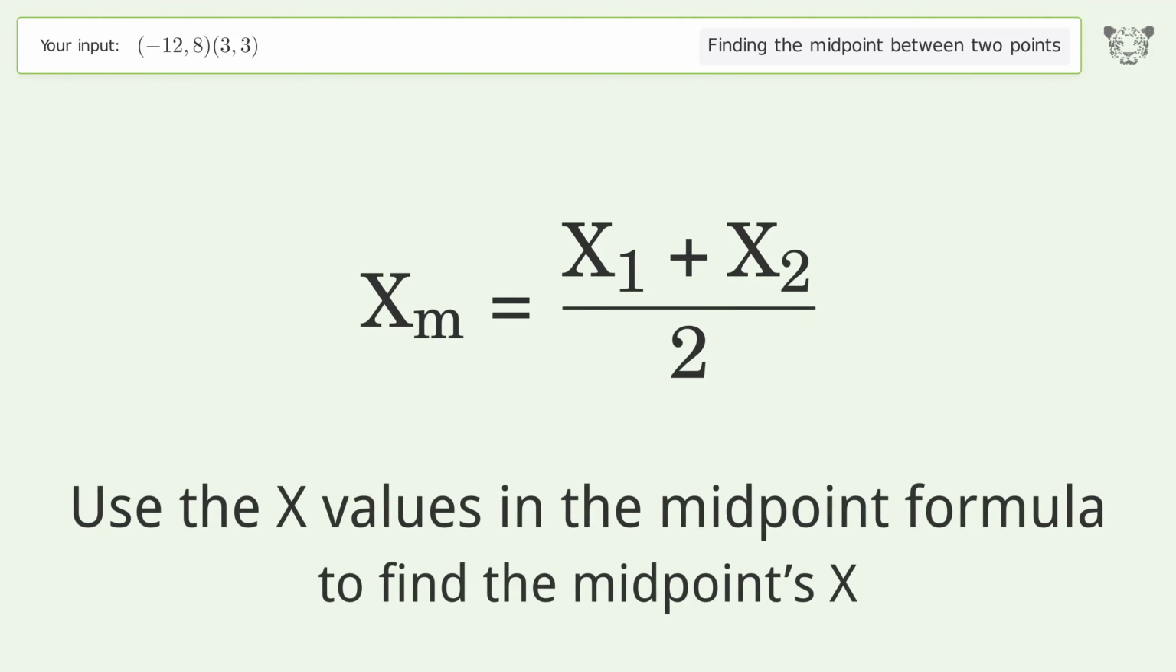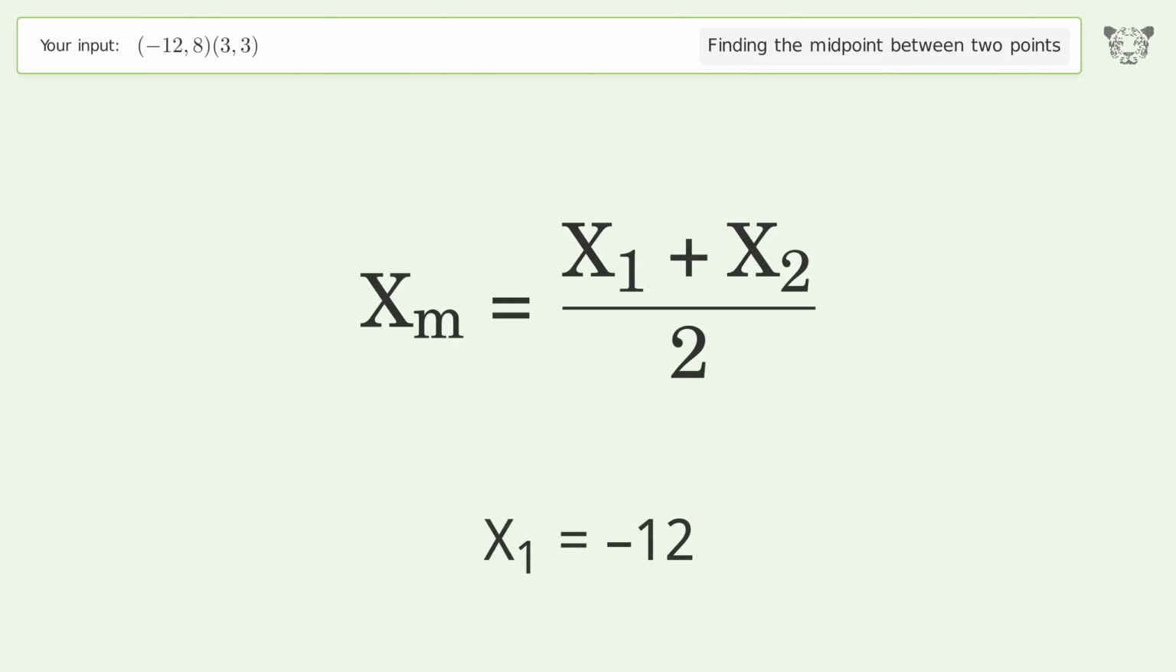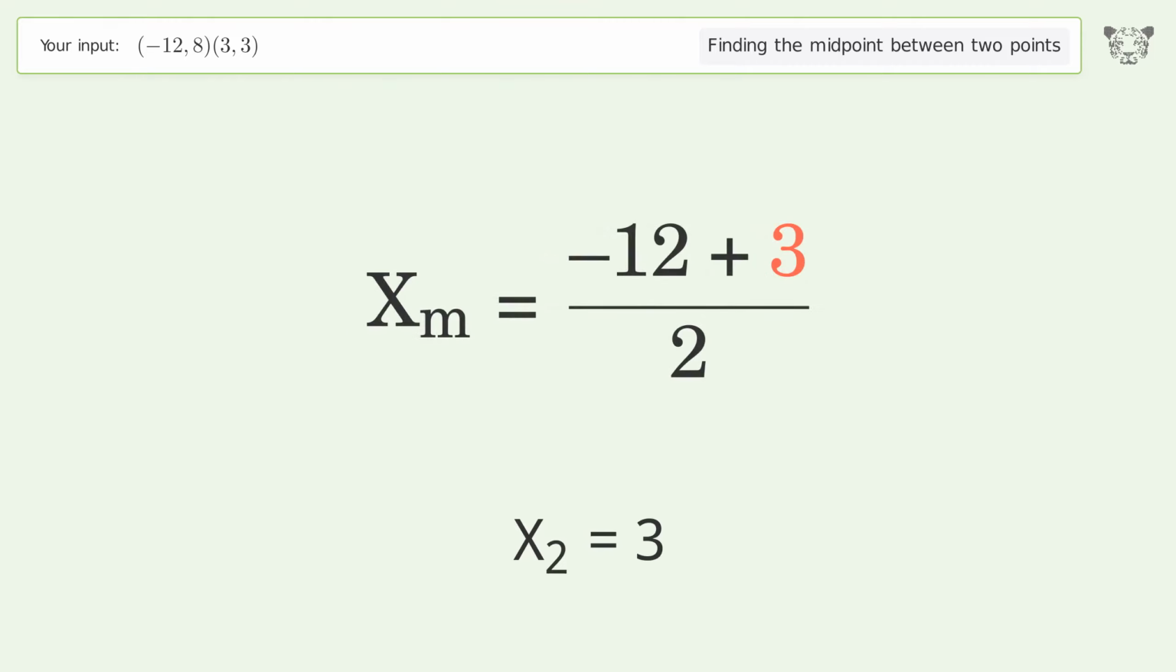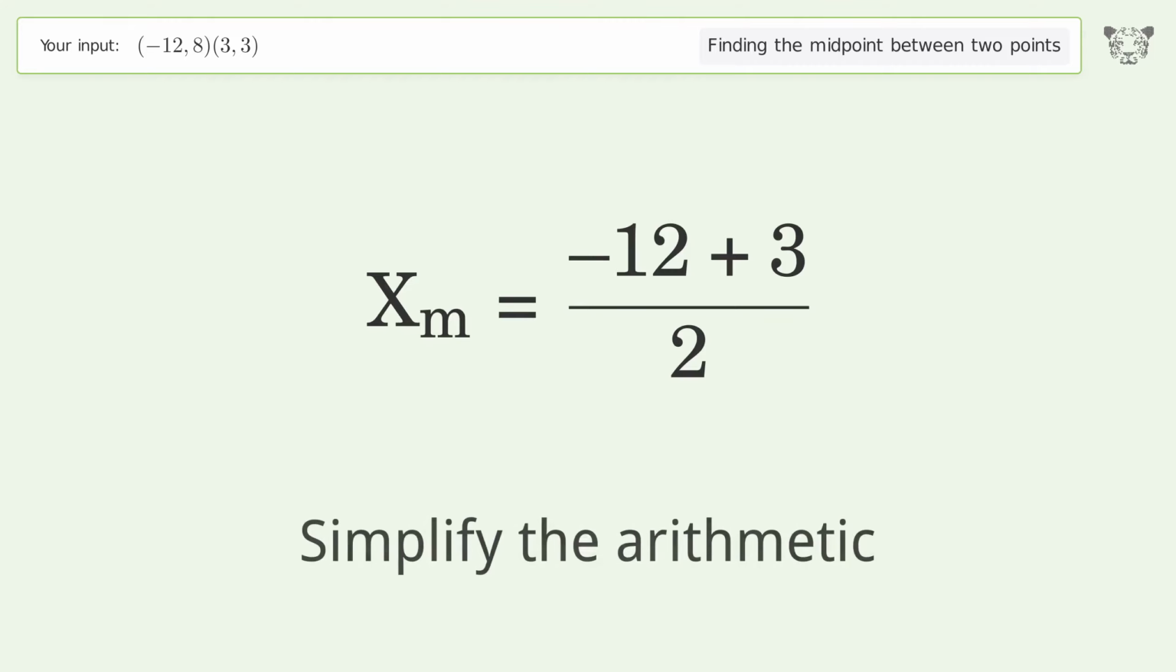Use the x values in the midpoint formula to find the midpoint's x. x1 equals negative 12. x2 equals 3. Simplify the arithmetic.